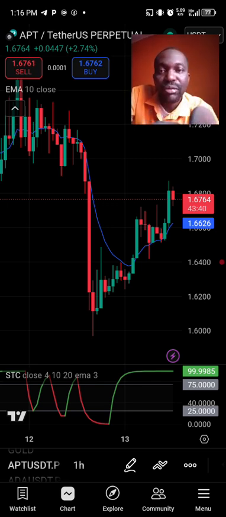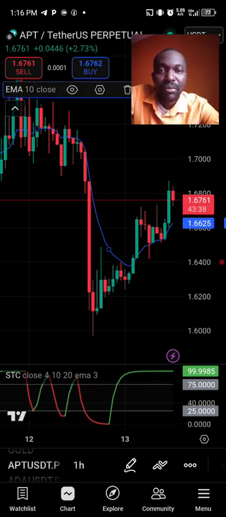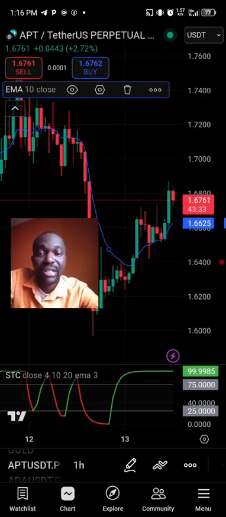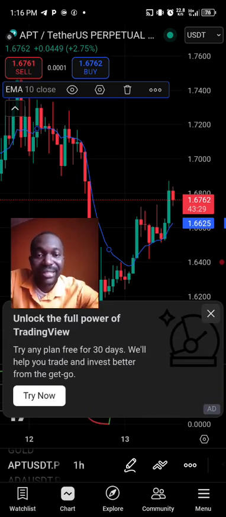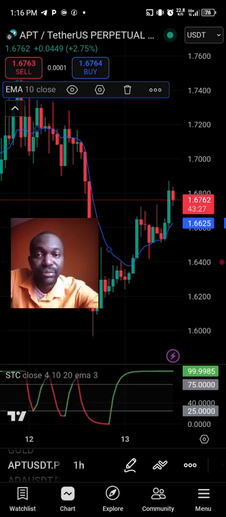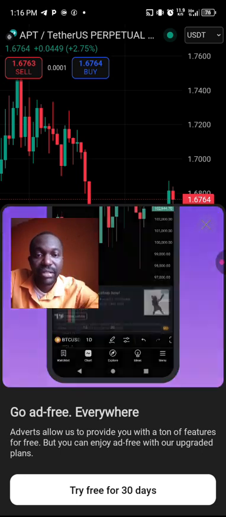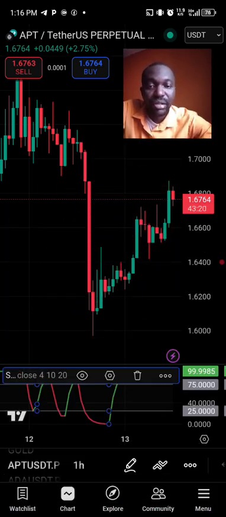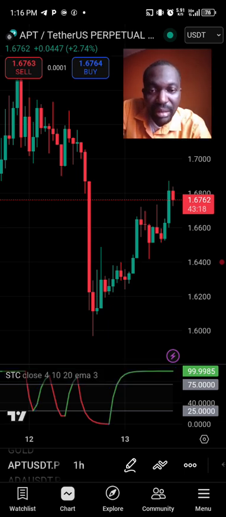So I'm just going to remove all of them. Let me bring my camera down. I will just remove them for now so that we can go and input them all over again so you can see how it actually works. So I remove the EMA first. Okay, we can leave the STC for now, but I'll remove the EMA. I'll just show you how to get the EMA.